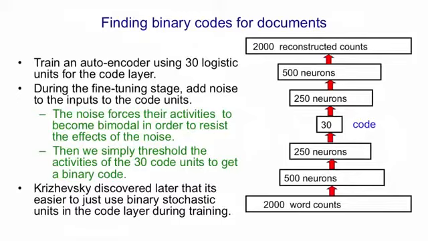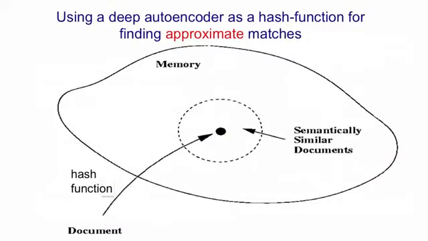We can treat the code as if it was a memory address. So the idea is that we take a document and we use our deep autoencoder as a hash function that converts a document into a 30-bit address. Now we have a memory with 30-bit addresses, and in that memory, each address will have a pointer back to the documents that have that address. If several documents have the same address, we can make a little list there.